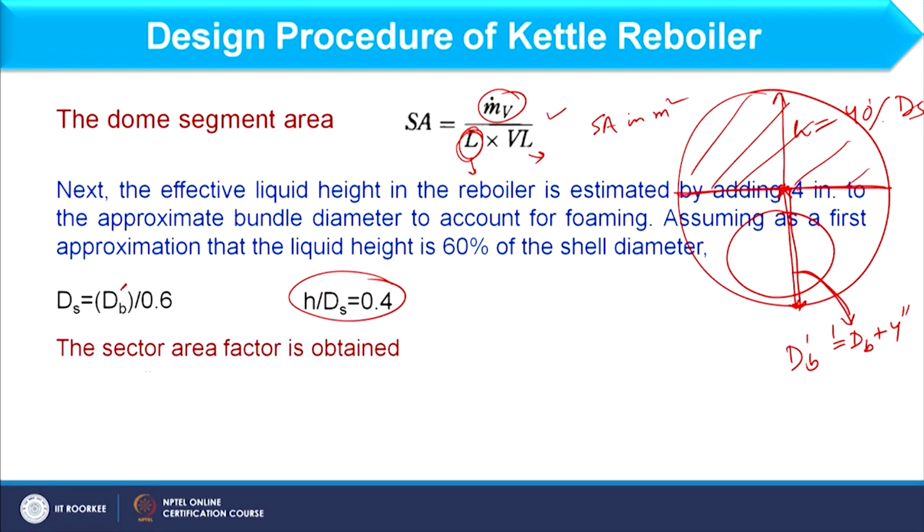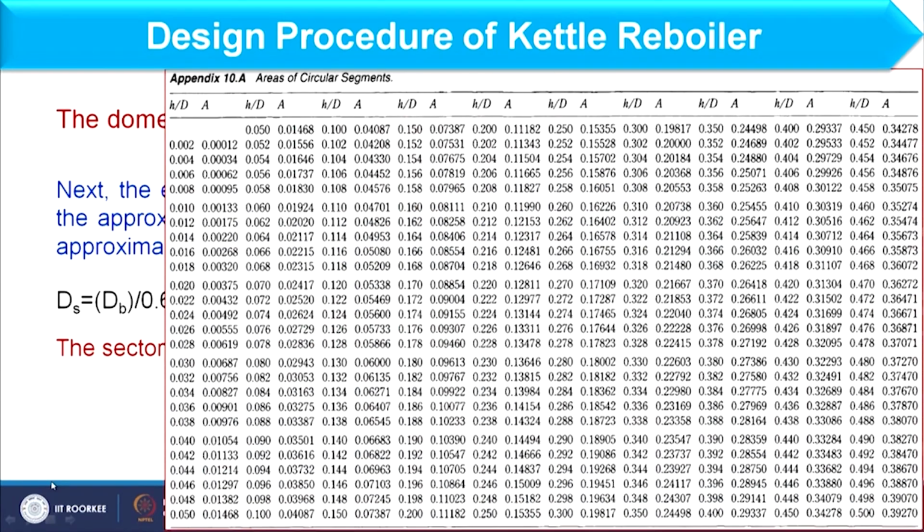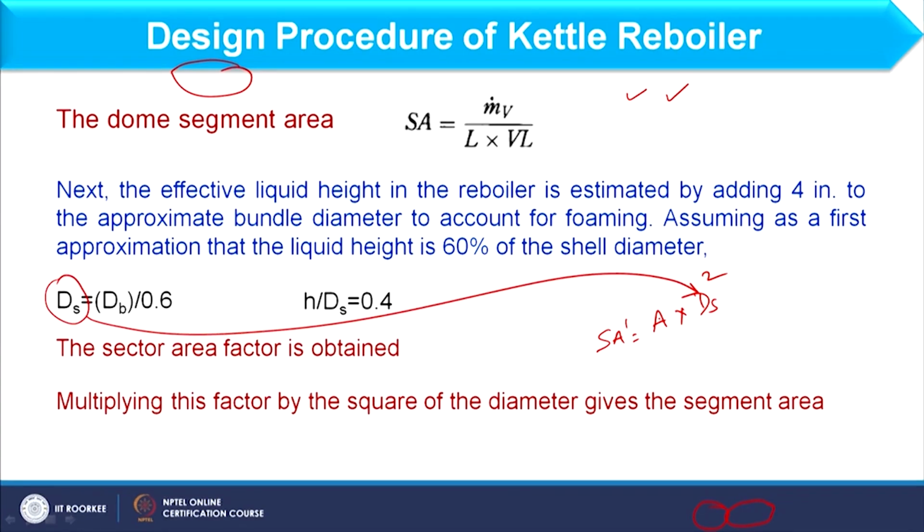Okay. So, we have to find out area sector factor. Okay. So, from where we can find it out? We can find out area sector factor from this table, and it is also available in Sinnott's book. You can see appendix 10A. So, according to the H by D ratio, this is basically H by ds, we can find out different factor. So, let us say H by D is 0.4 at present. So, factor A should be 0.29337, right. So, we can consider that factor, and then we can find out segment area, that is SA dash, and that SA dash would be A into ds square. So, ds you will obtain from here, okay, and A value we have just seen from the table.